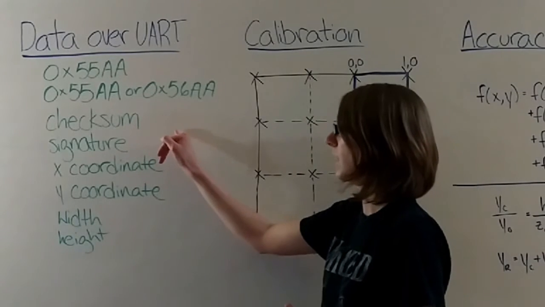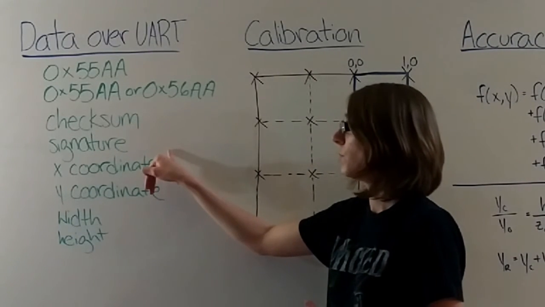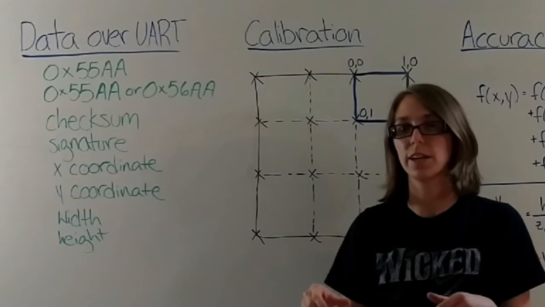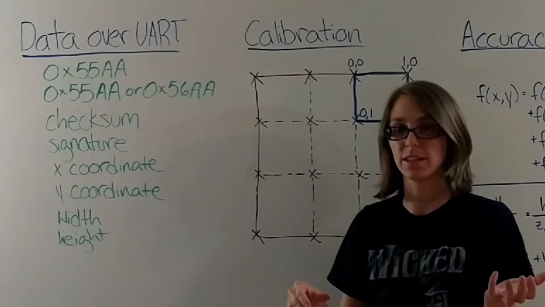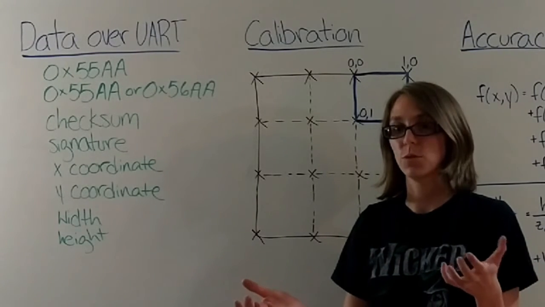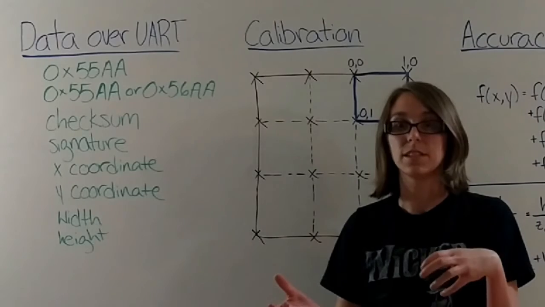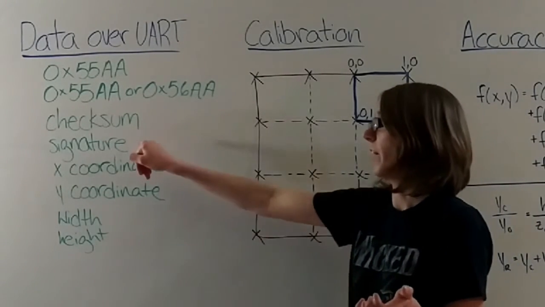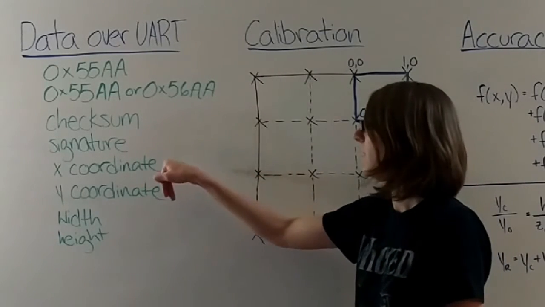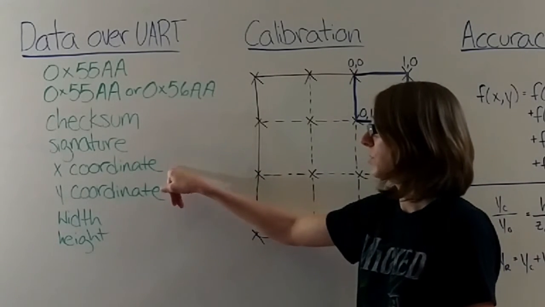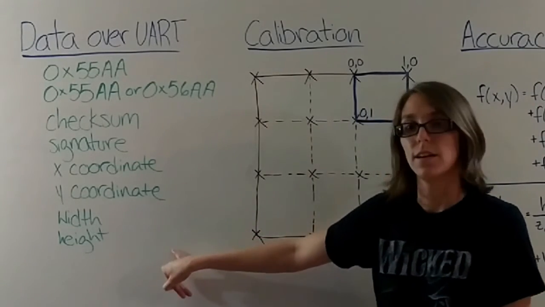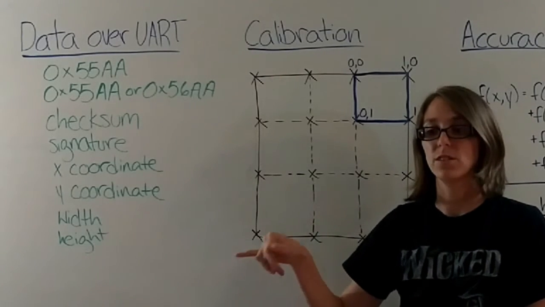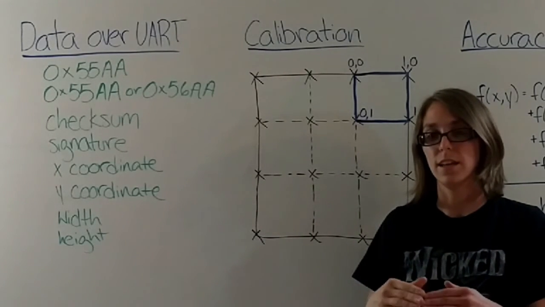And then comes the checksum, then the signature, which is the value of which object you're looking at. So if I have a green object versus a yellow object, then I can store the green object in signature 1 and the yellow object in signature 2. And that will be the value that's in the signature data field. And then comes the X coordinate, Y coordinate, width and height of the object. And all this information is in pixels based on where the Pixie sees it in its screen.